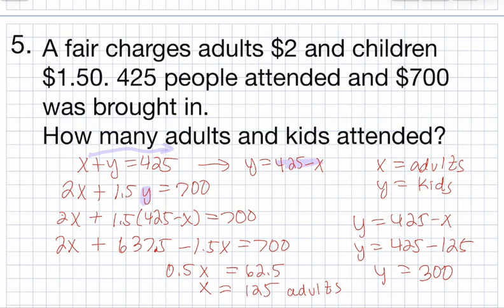So that's kids. So now we've answered the question more thoroughly. We have 125 adults attending and 300 kids attending, okay? And so that is word problem number 5. Any questions there? We good?